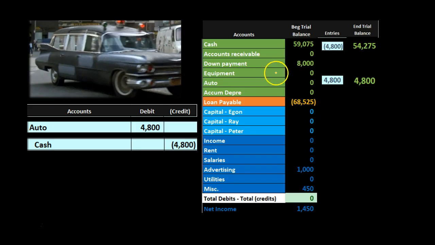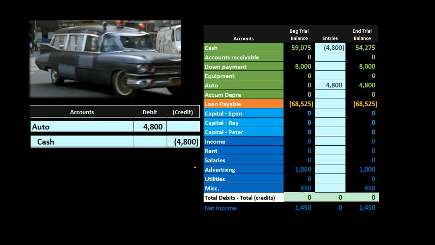And you might be saying, well, why isn't it auto an expense down here? Why don't we have it as auto expense? Reason being is because we have not yet used the auto in order to help us generate revenue. Therefore, we're going to put it on as an asset. We will expense it in the form of depreciation as we use it to help us generate revenue. Then this is what we have at this point in time.